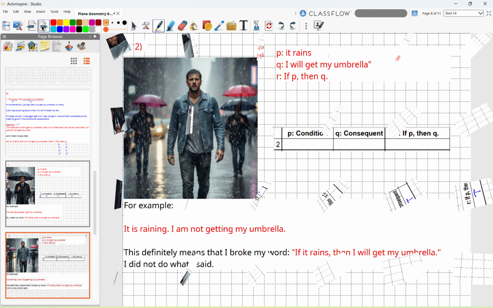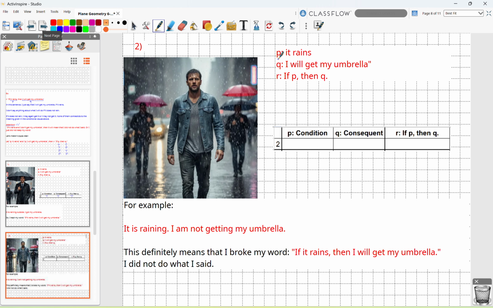Let's see now the second case. P is it rains. Q is the proposition that says I will get my umbrella. Now remember our proposition: if P then Q. If it rains, I'll get my umbrella. What's happening here? It's raining, so P is true. I'm not getting my umbrella, so Q is false.